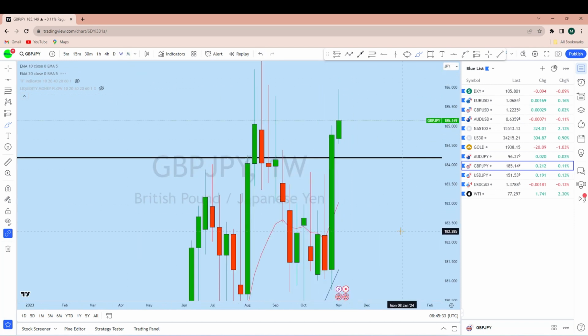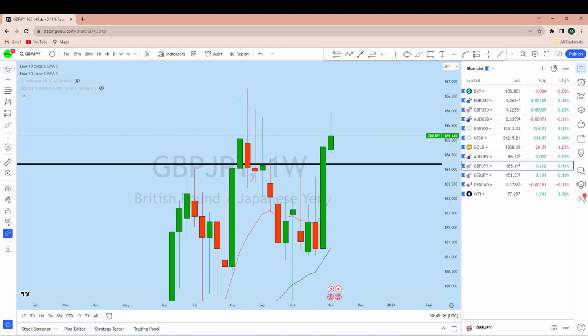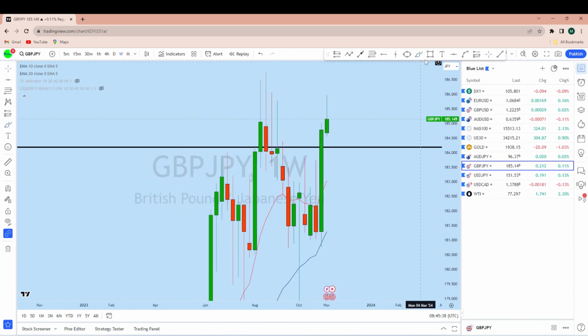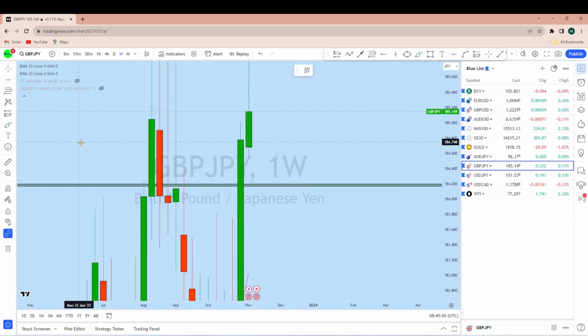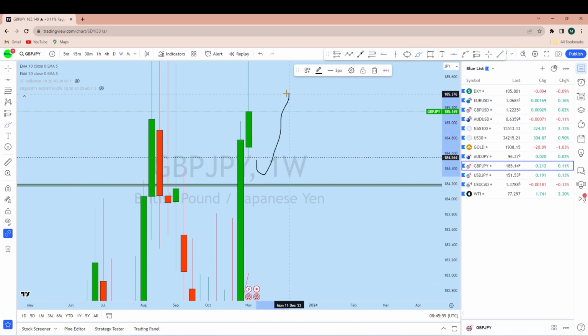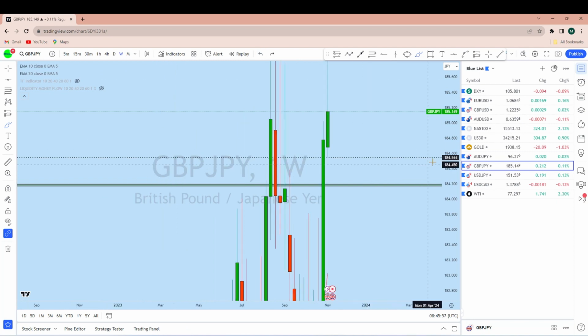Now looking at the weekly time frame on GBPJPY, there is a bullish engulfer from the weekly, followed by a long wick at the top. There is a candle, and what I think is that this week we might see GBPJPY break this weekly low, and after breaking the weekly low we can expect the price to go ahead and create a new higher high.